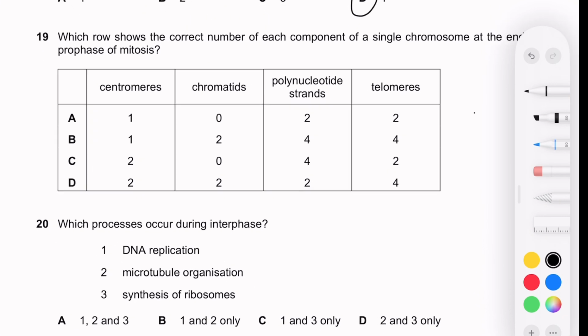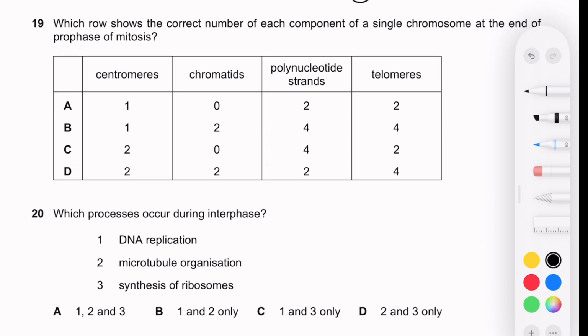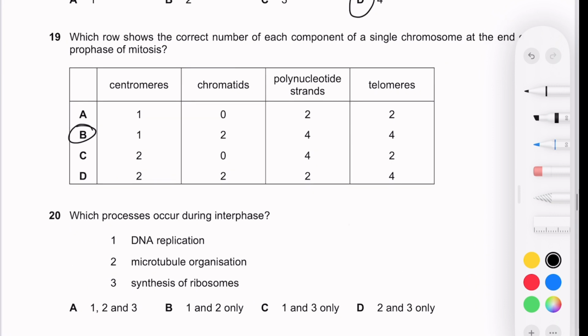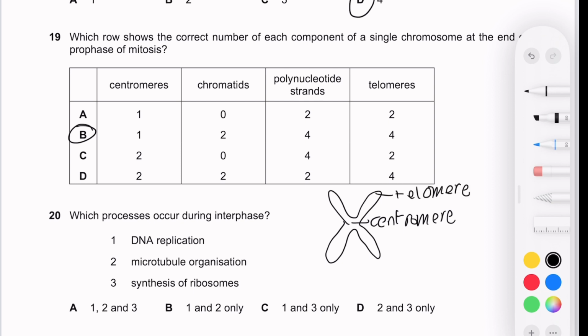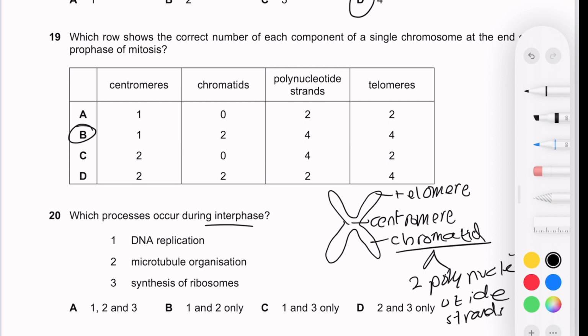Now, which row shows the correct number of each component of a single chromosome at the end of prophase of mitosis? So, of a single chromosome in prophase, we're going to have only 1 centromere, 2 chromatids, 4 polynucleotide strands, and 4 telomeres, because the chromosome is going to look something like this. This is a centromere, this is a telomere, and here we have a chromatid, and each chromatid is made of 2 polynucleotide strands.